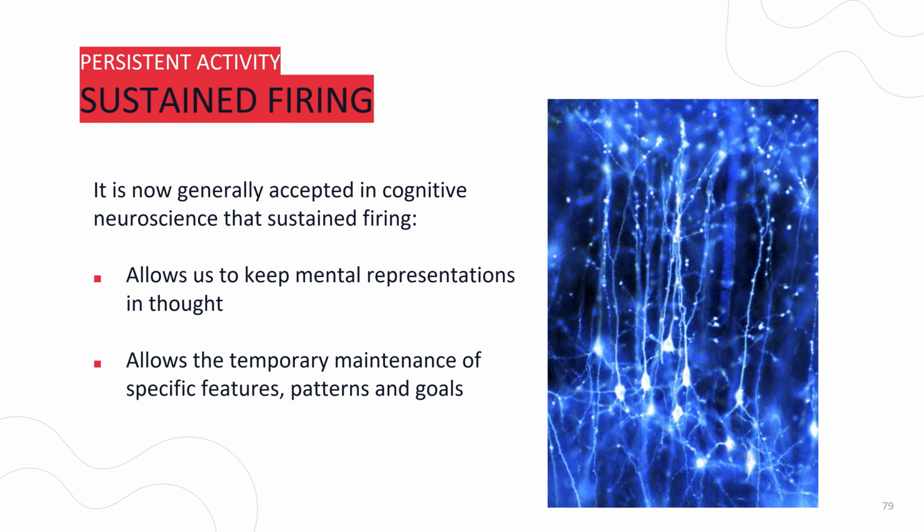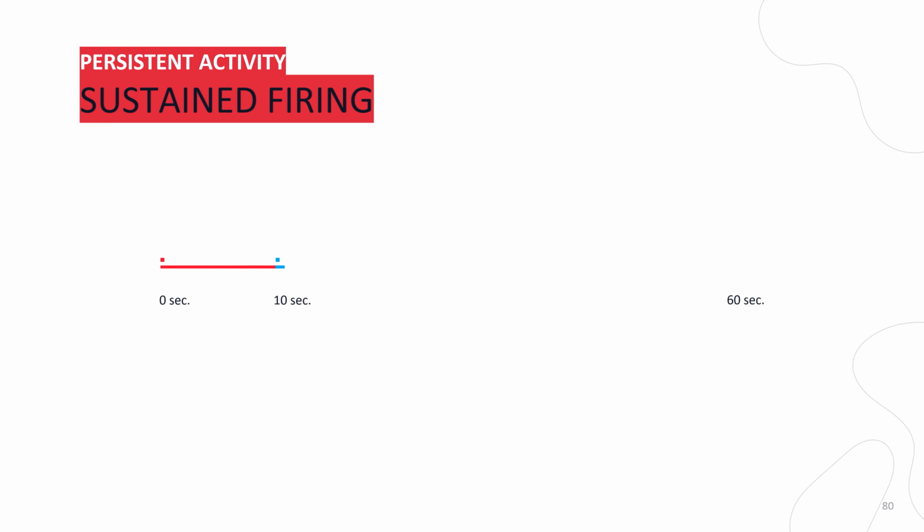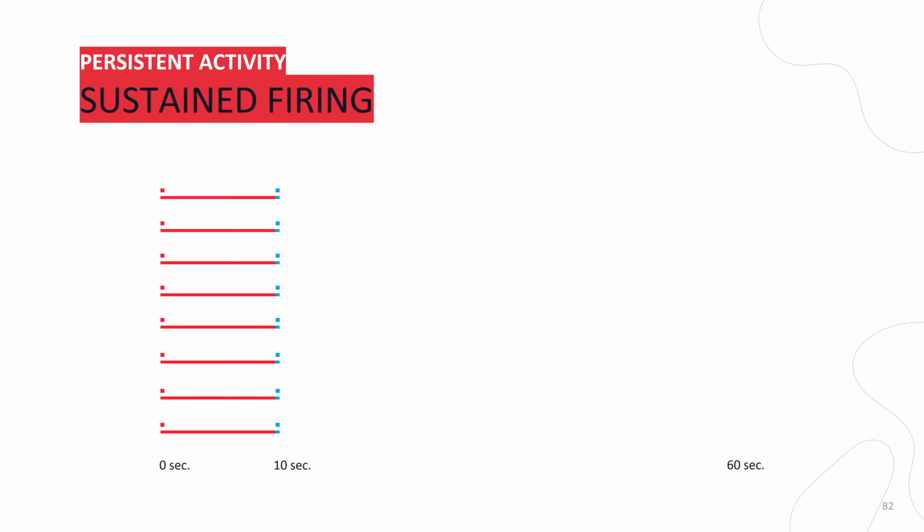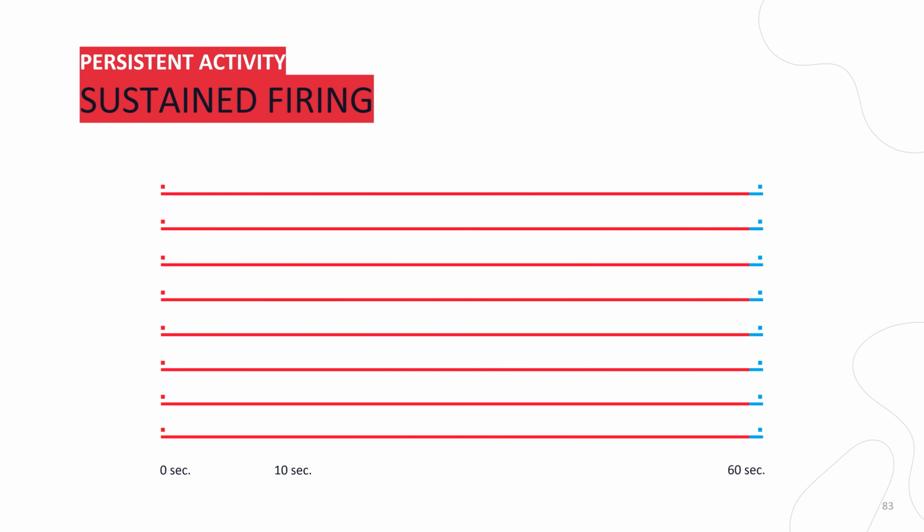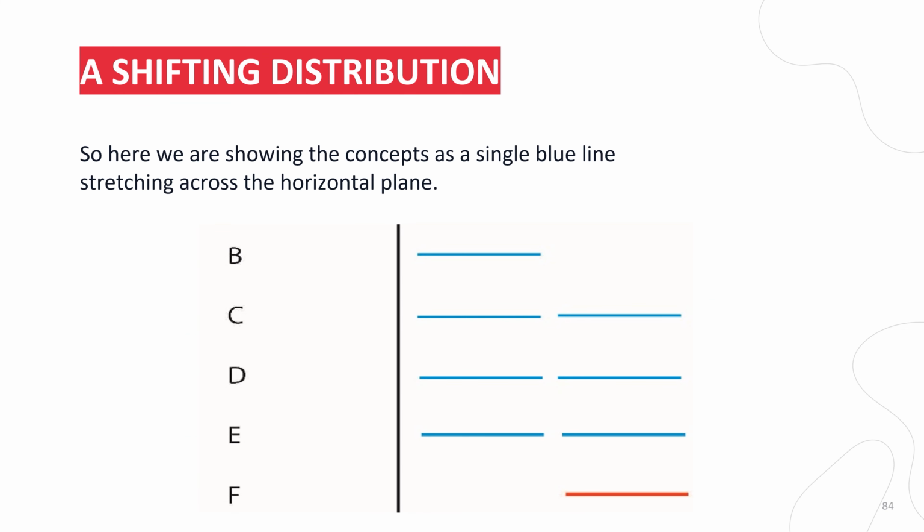It's now generally accepted in cognitive neuroscience that sustained firing allows us to keep mental representations in thought, allows the temporary maintenance of specific features, patterns, and goals. So a neuron may fire for 10 seconds, or it may fire for 60 seconds. Likewise, the neurons that encode the concept of cookies may fire for 10 seconds, or they may fire for 60 seconds, depending on what we're focused on.